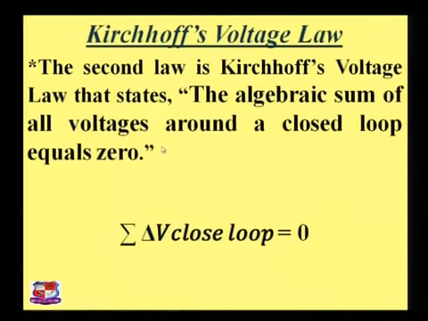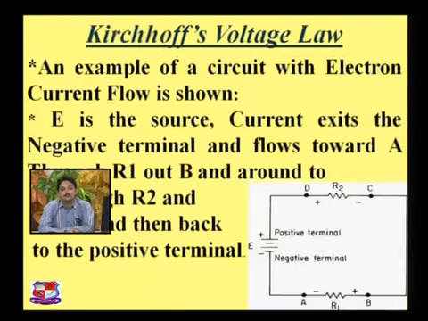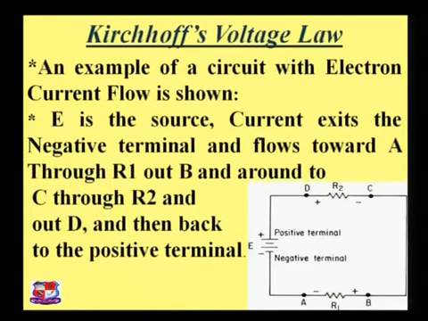Now the second law of Kirchhoff, that is the closed loop rule. It states that the algebraic sum of all the voltages around a closed loop is always equal to 0. The equation is like that: sigma delta V around the closed loop equals 0. Same as the inward currents and outward currents are equal.